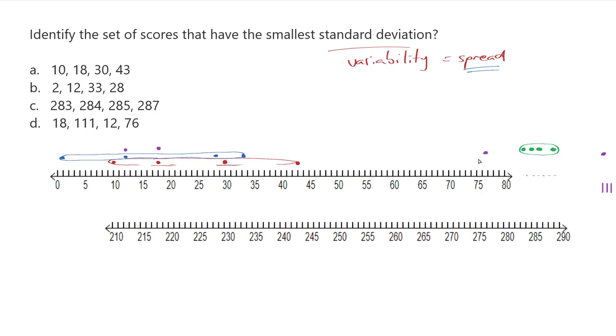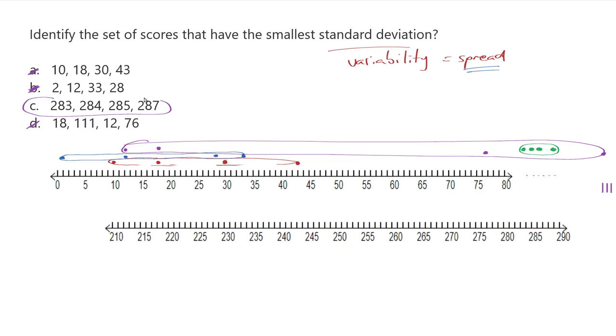Okay, so this purple set of numbers from part D is by far, even though I don't exactly have this at the right spot here, you can see easily that the purple values are more spread out. So easily, D is the most spread out, and A and B are the red and the blue. It's the green one, C. These numbers have the smallest spread. They have the smallest amount of variation.